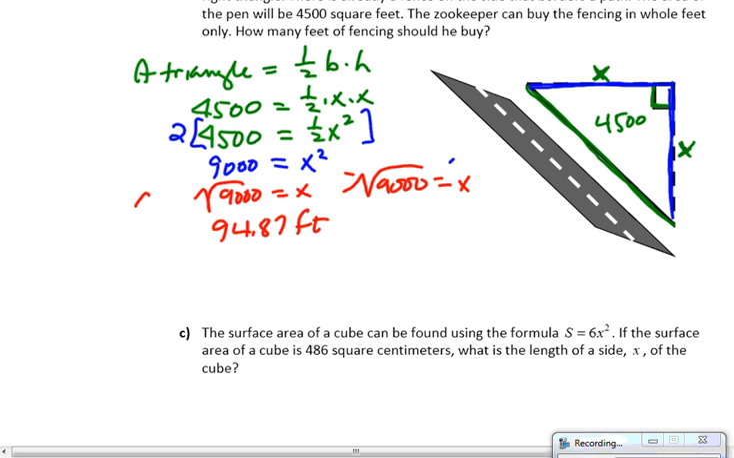So we get that. Now, we can only do it in whole feet. So again, since we have the two sides, we're going to have 95 plus 95, and we're going to get 190 feet that we're going to need.